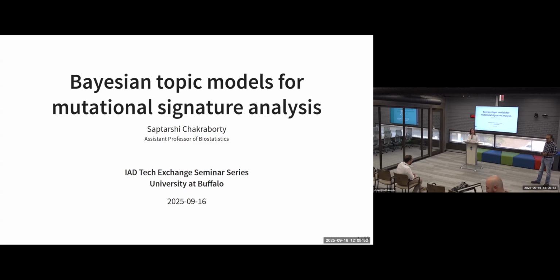He received his PhD in statistics from the University of Florida in 2018, where he went on after that to do a 2-year postdoc in statistical genomics at Sloan Kettering Cancer Center in New York before joining University of Buffalo in 2020. So today he's going to talk to us about topic models for mutational signature analysis.